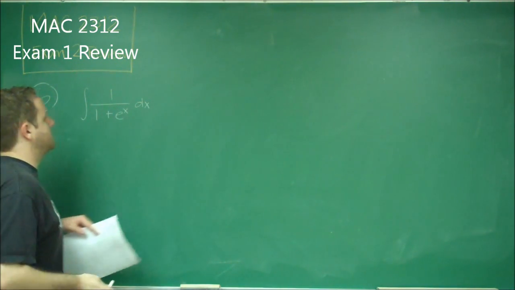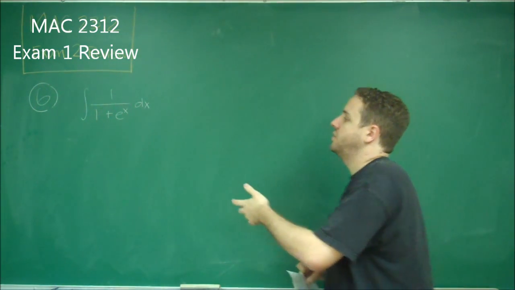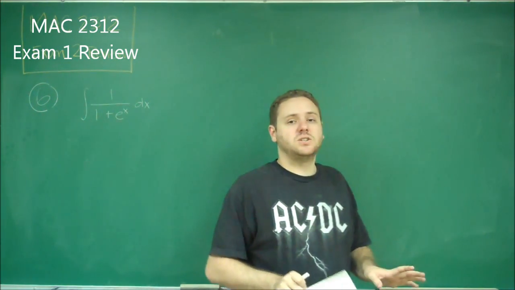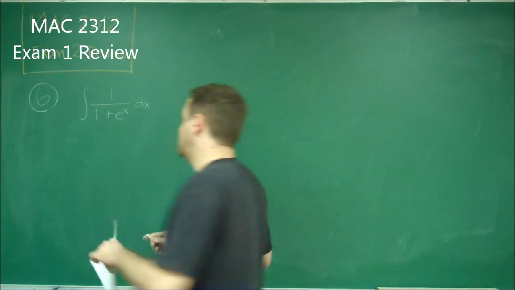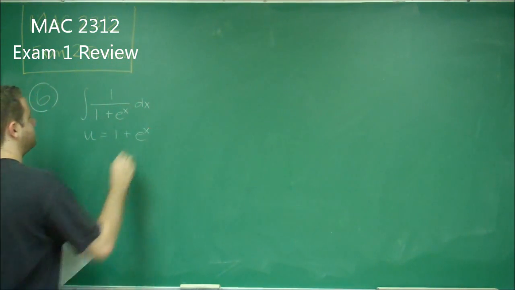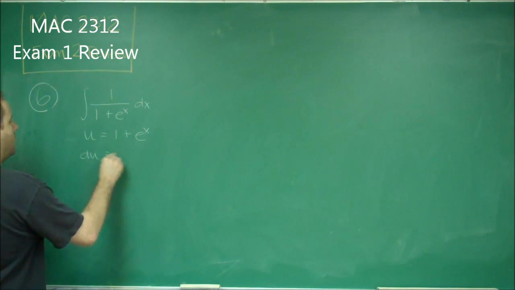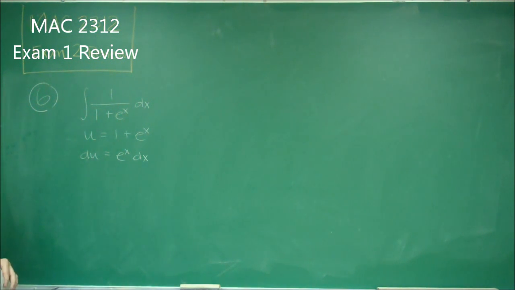you might think that substitution wouldn't really help you because if you called u anything with the e to the x, you don't have anything to cancel it out. That's actually fine in this problem. You just want to treat it like a normal substitution. So we want to say u equals 1 plus e to the x. Our derivative would be e to the x dx.